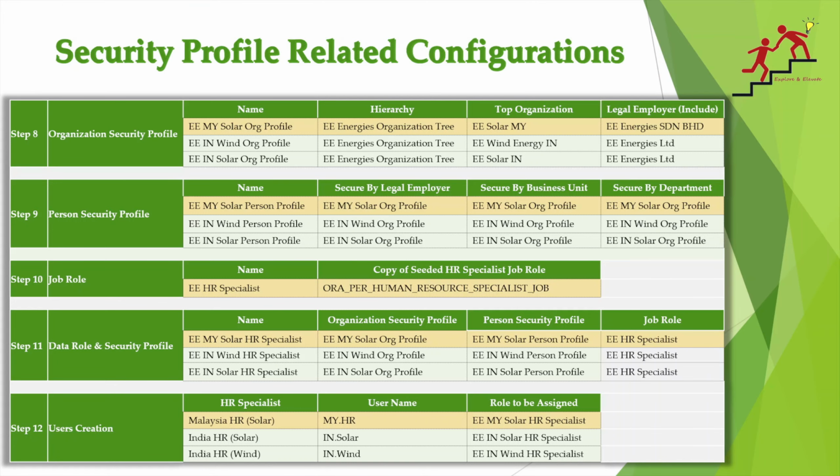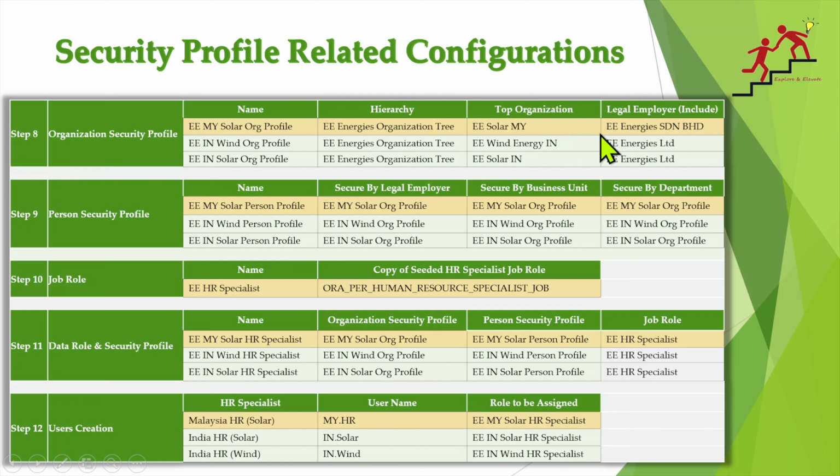Once we have all the prerequisites in place, as you see here, we have a series of configurations to be done as a part of the solution for our requirement. The first step here is to configure the organization security profile. If you look back at the requirement, we need to secure it at the business unit level. This is the name of the security profile we are going to keep, for EE Solar MY business unit. The top organization for this security profile would be EE Solar MY business unit.